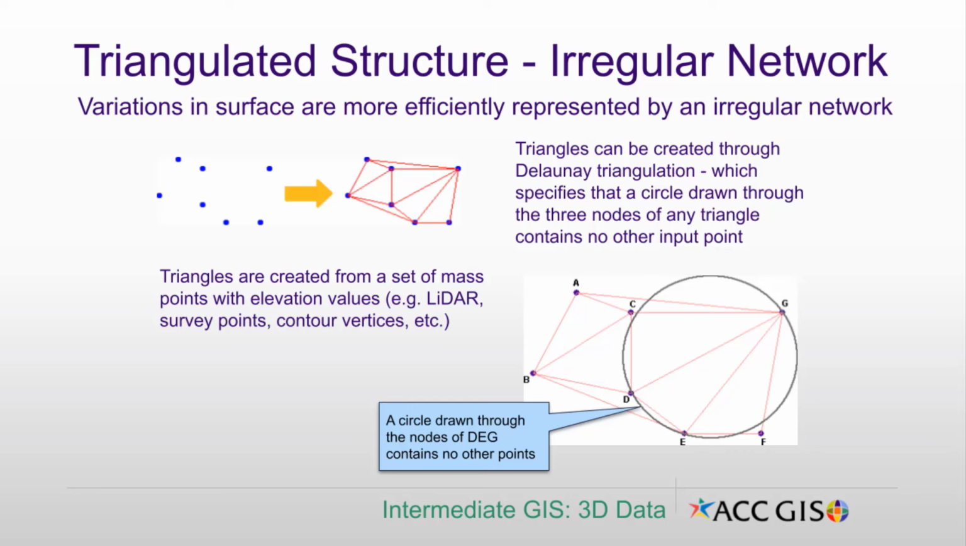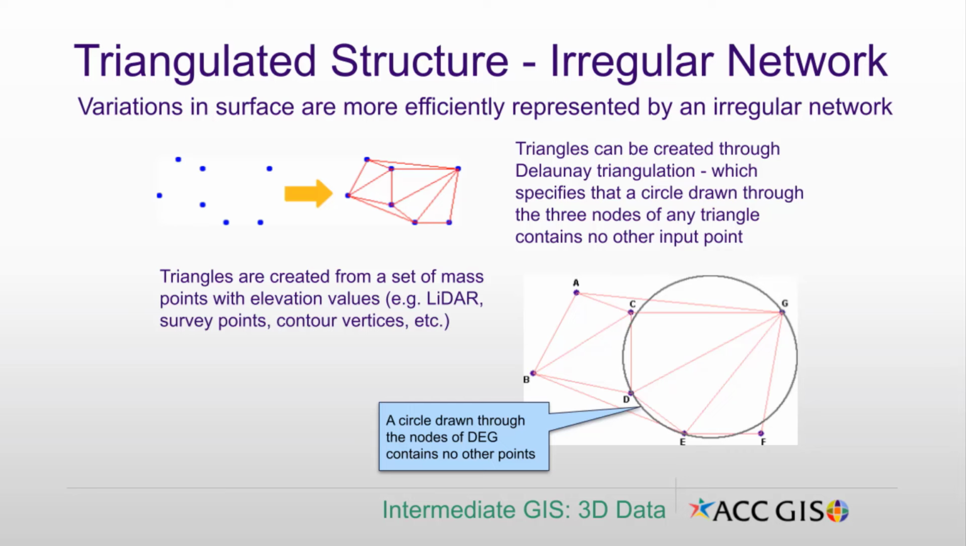Now, if you are using a LiDAR point cloud to generate your triangles, you might find that there's really too many points and it creates too many small triangles. And so you can use a process called Delaunay triangulation that creates a more efficient irregular triangular network. Delaunay triangulation specifies that a circle drawn through 3 nodes of any triangle contains no other point.